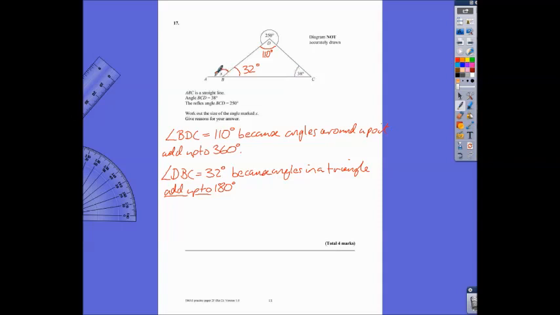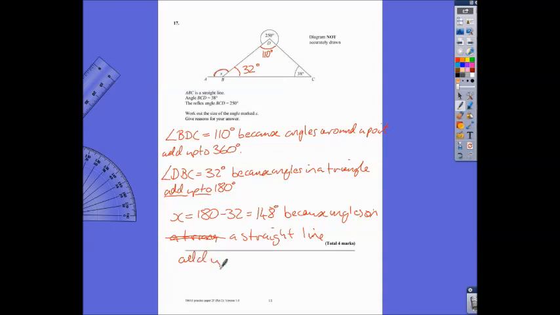Then we know that angles on a straight line add up to 180 again. So x is just going to be 180 minus 32. So x equals 180 minus 32, which is 148 degrees, because angles on a straight line add up to 180 degrees. Again, use that add up to.